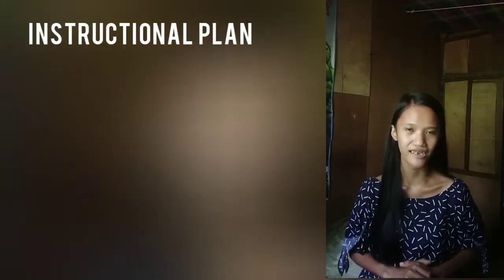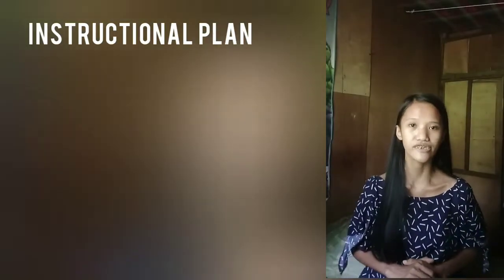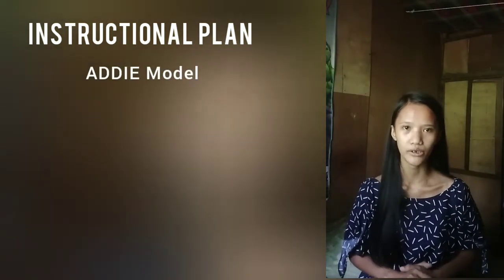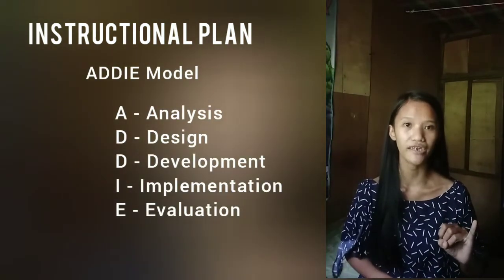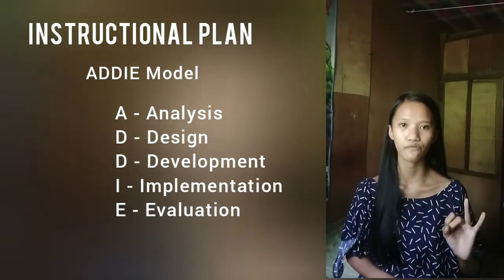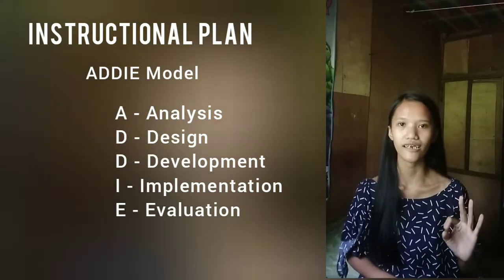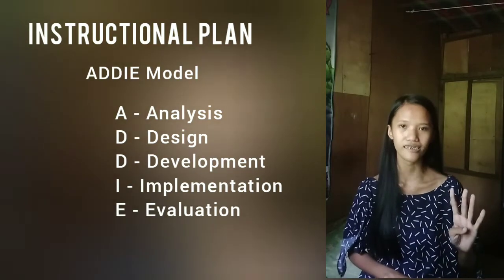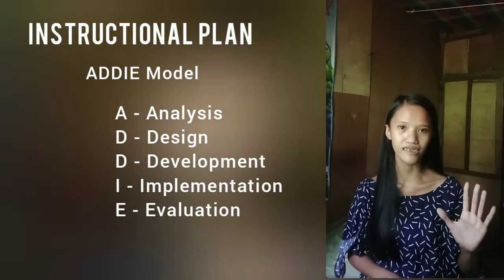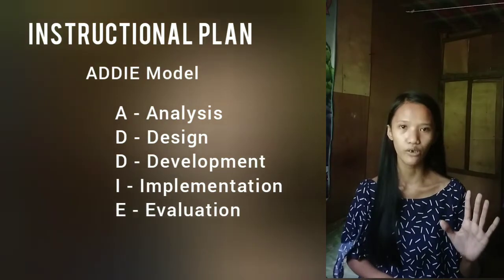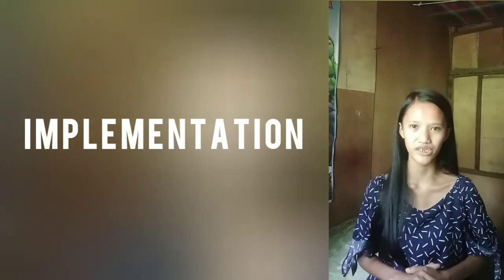As we all know, creating an instructional plan has a process to be followed, and that process is called the ADDIE Model. A stands for analysis, D stands for design, D stands for development, I stands for implementation, and last, letter E stands for evaluation. This video serves as a tool for me to discuss the letter I, or the implementation of creating an instructional plan.